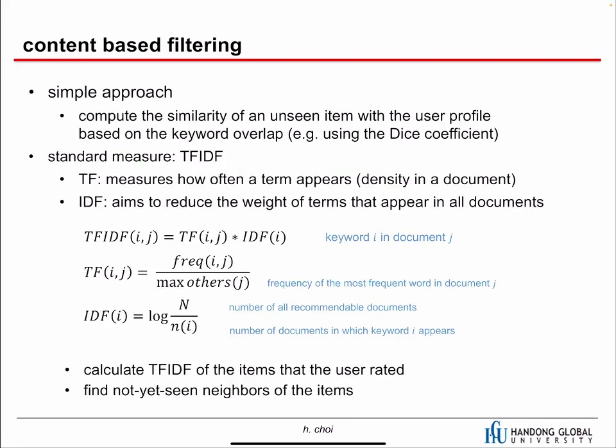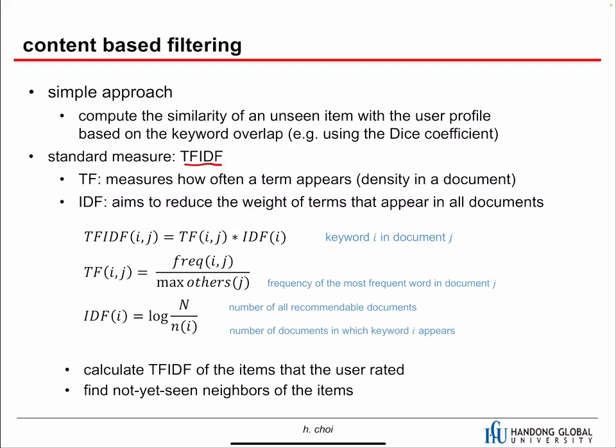Okay, a simple approach. We have to compute the similarity of an unseen item with the user profile, based on keyword overlap, if it is an article. And the standard measure is TF-IDF. That is the traditional measure. Recently, we can use something better, but TF-IDF is a traditional, simple approach that is working well.